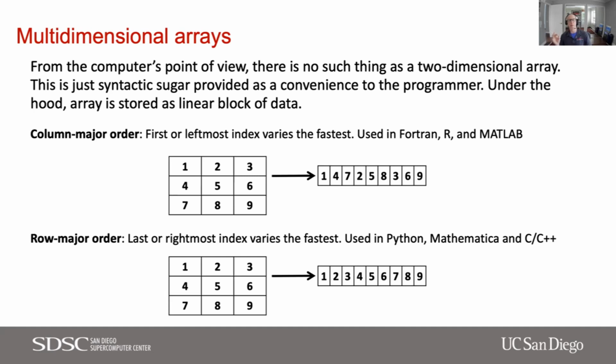But from the computer's point of view, there is no such thing as a 2D array. It's what we call syntactic sugar, and it's provided as a convenience to the programmer. So under the hood, those multidimensional arrays are just stored as linear blocks of data. And this is one of the biggest sticking points when it comes to performance: unfortunately, there are two conventions, and neither of them, I think, is ever going to change in our lifetime.